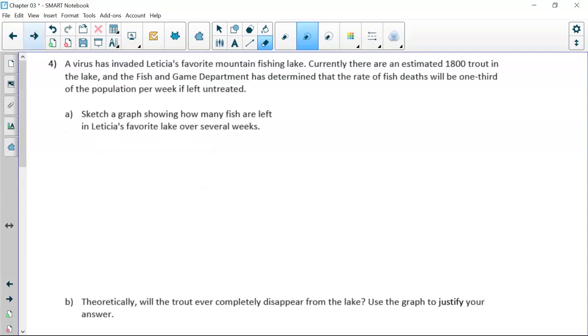Now we're going to be using this information we've been talking about. So now let's skip problem number 4. We're not going to worry about this one.